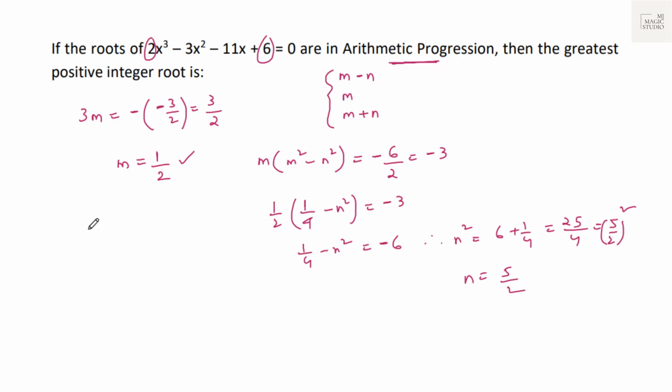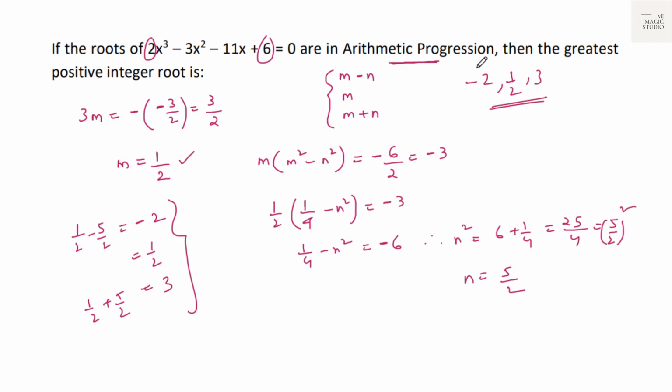So, the three roots are half minus 5 by 2, that is minus 4 by 2, minus 2, then the second one is half, and the third one is half plus 5 by 2, that is 3. So the three roots are minus 2, half and 3, and these are in AP. So the greatest positive integral root is 3.